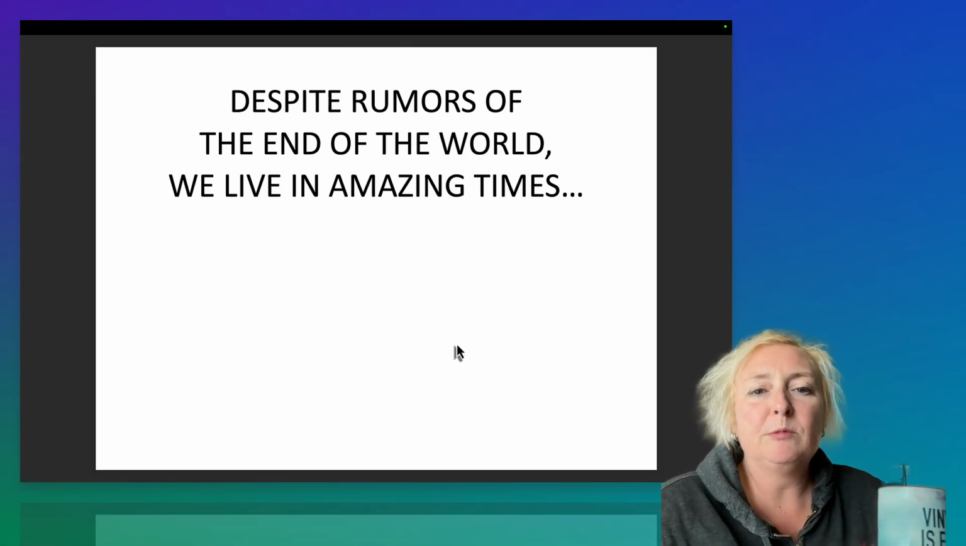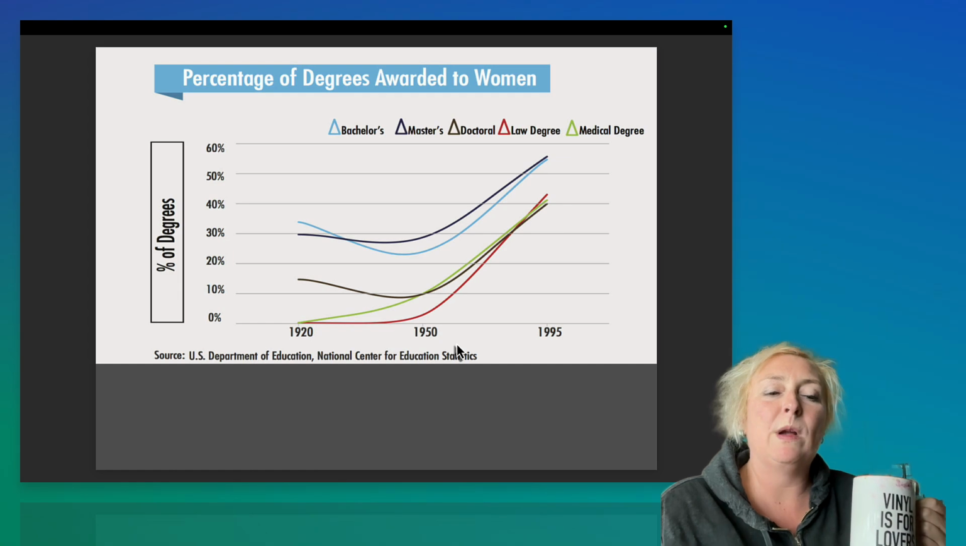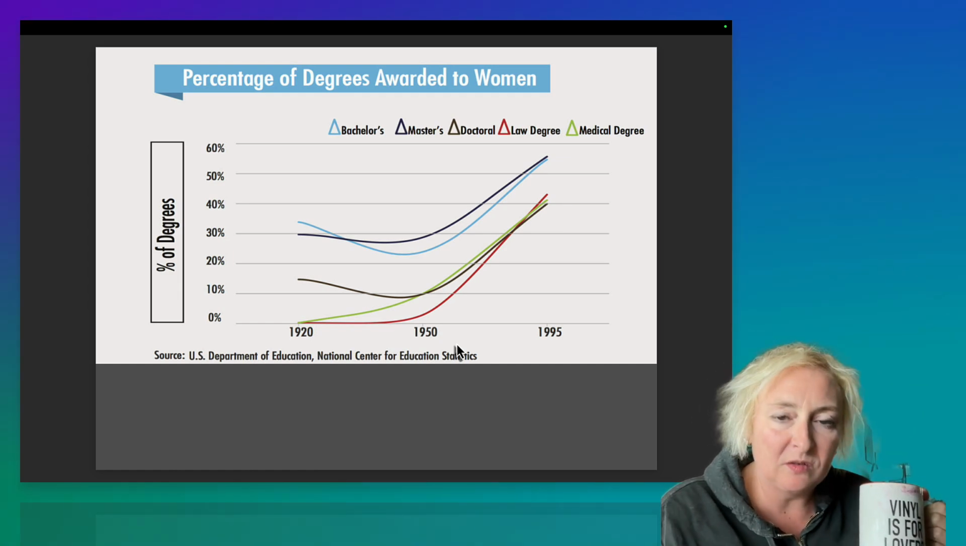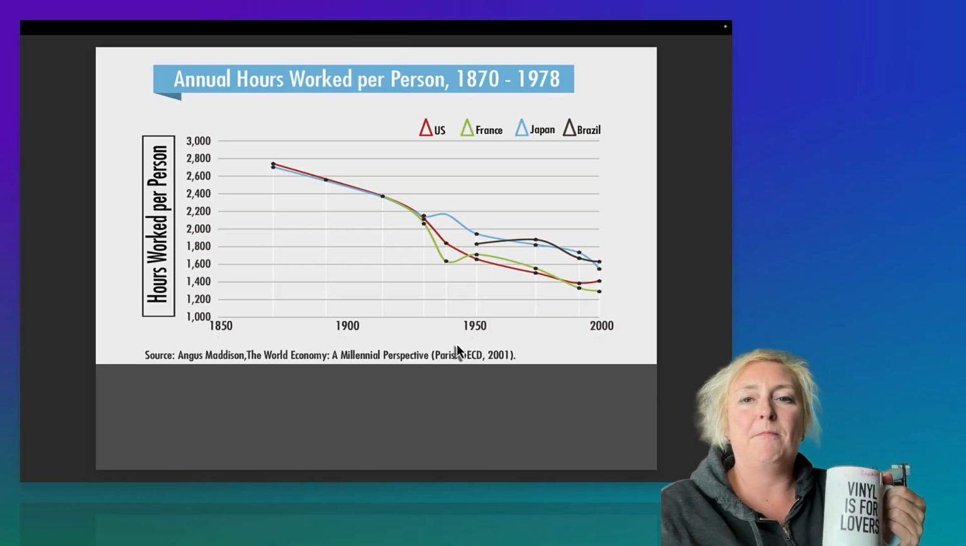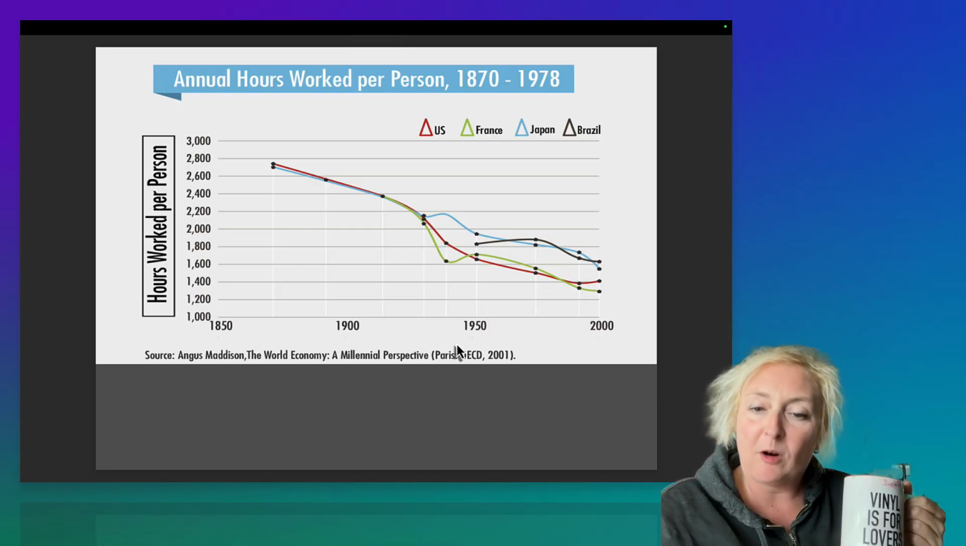So despite the rumors of the end of the world, we do live in amazing times. More women are getting degrees. The internet has proliferated in a way that has helped a lot of people. And we are working smarter.